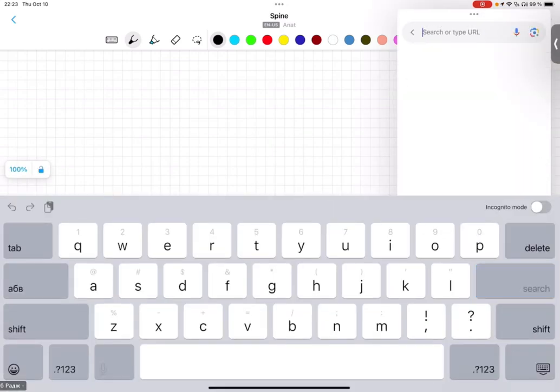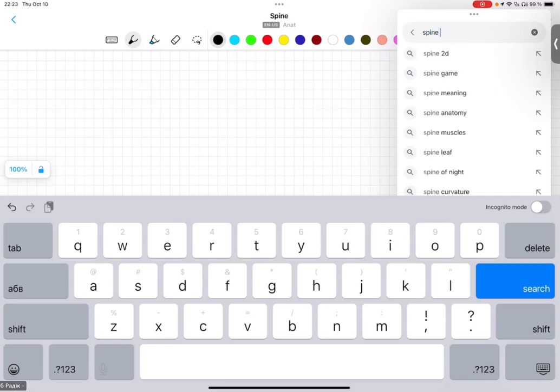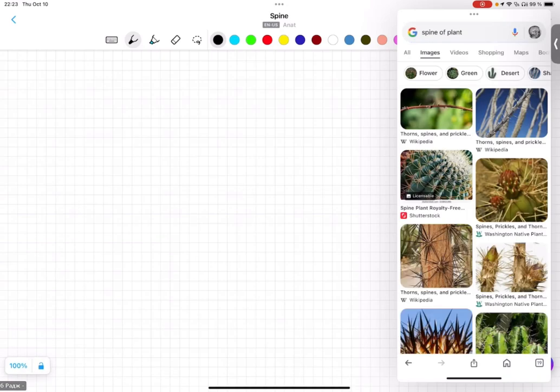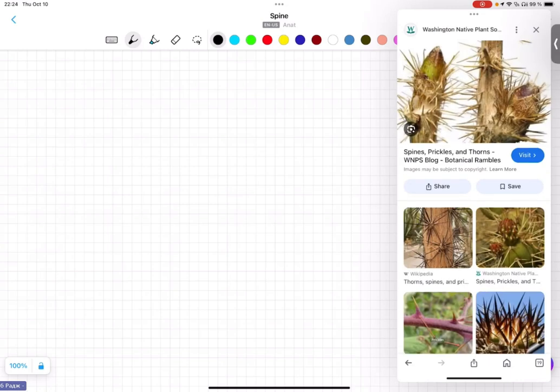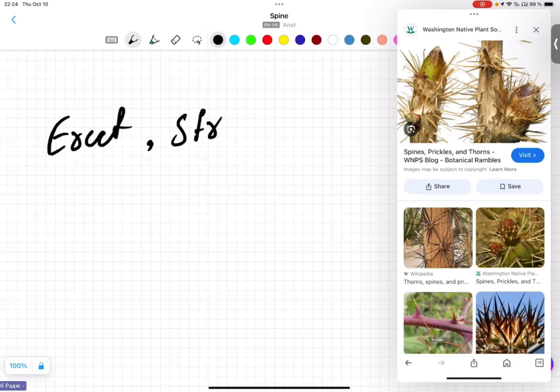Spine is the bone structure that covers the vertebral column. Sorry dear, your voice is not so clear. Do you see this image? The spines of the plant? The term vertebrae has come from a Latin word, spine, and it means the spines of the plants.